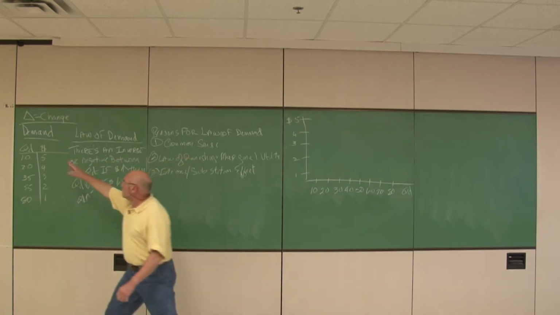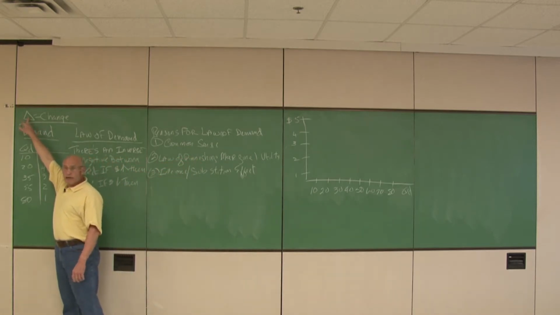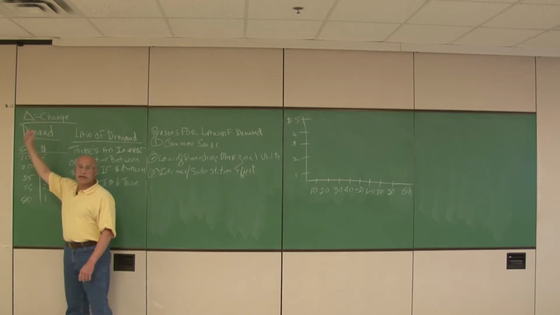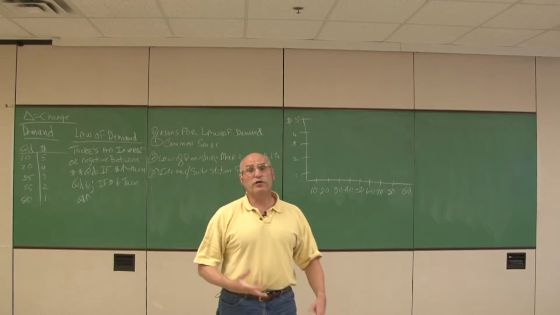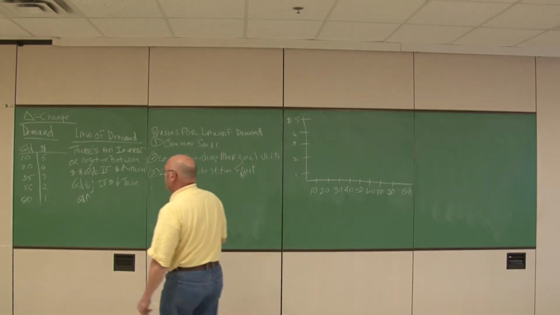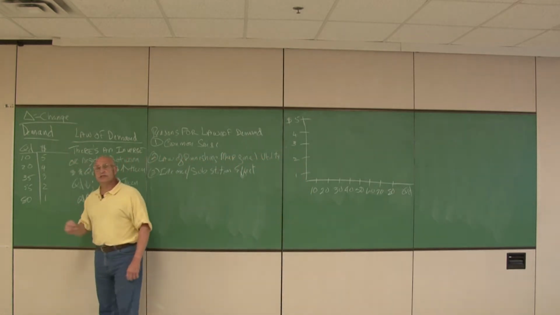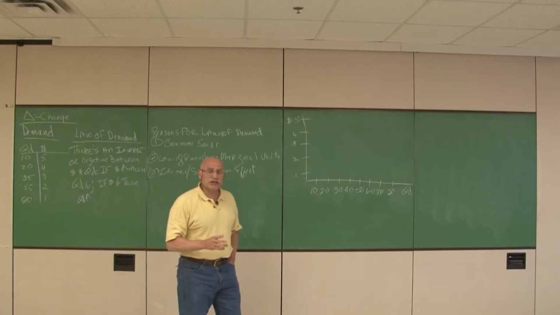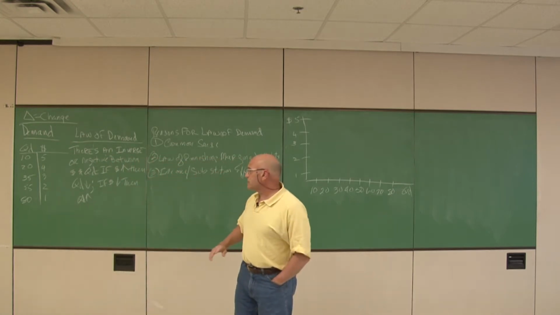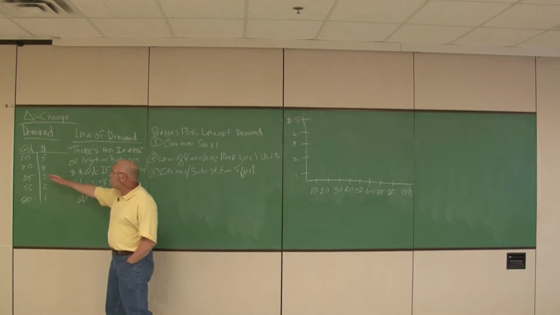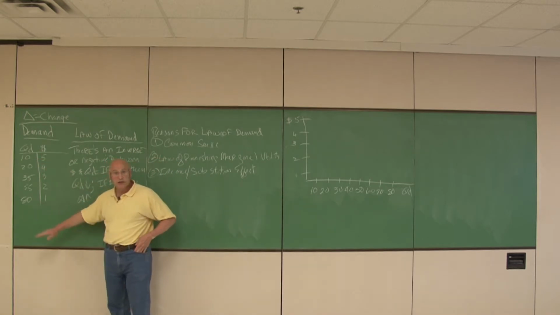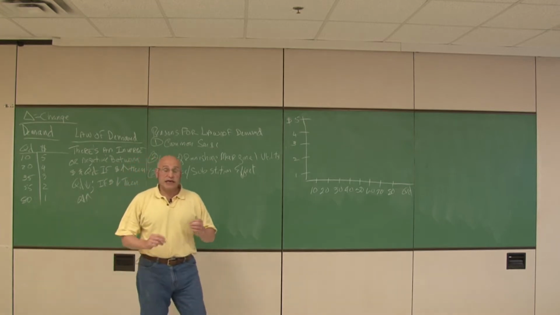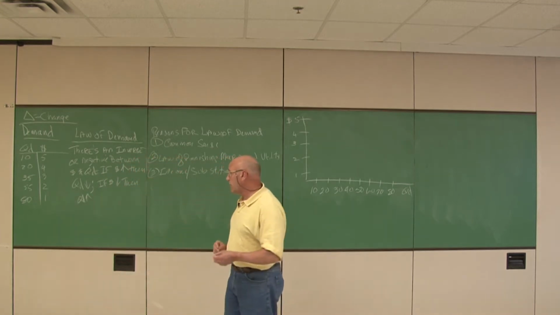First of all, the symbol triangle stands for delta and it means change. I use it a lot, so if you see a triangle, know that it means change. Demand is a schedule. Demand is a schedule that shows us the various amounts of a product that we will purchase at each price in a series of prices over time.